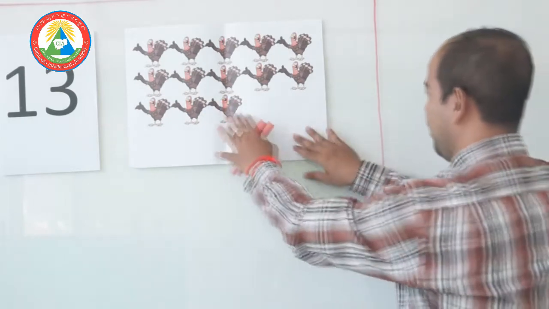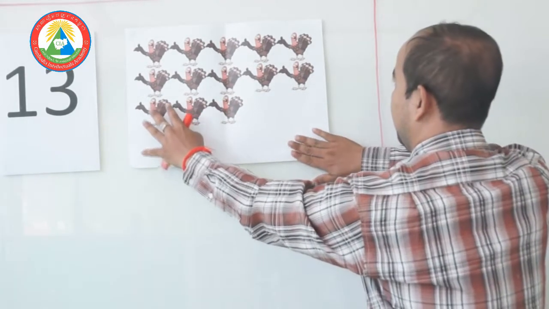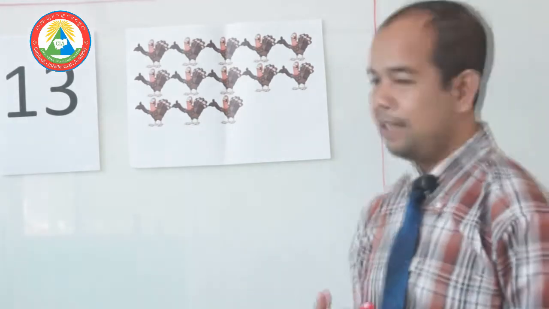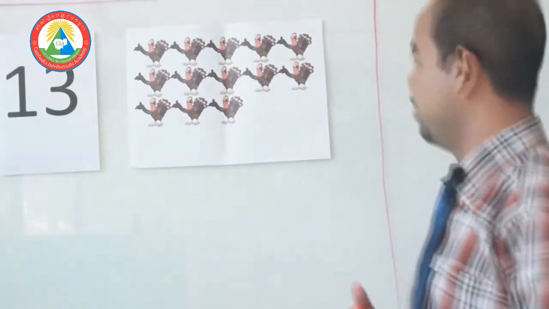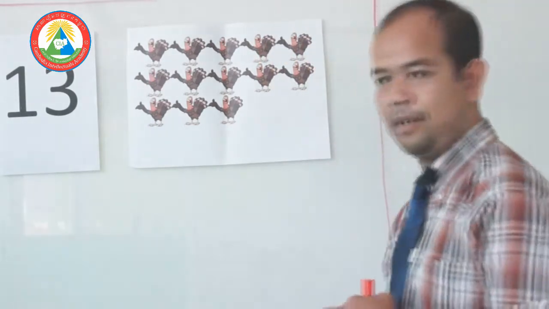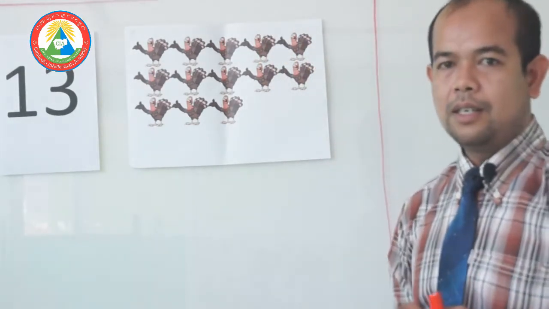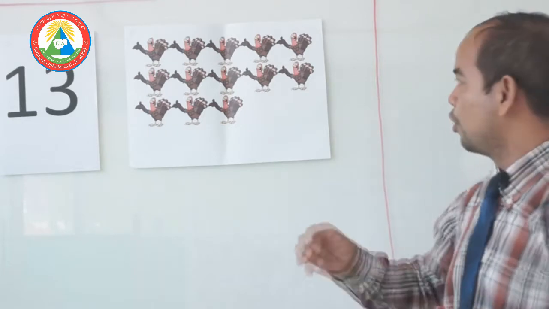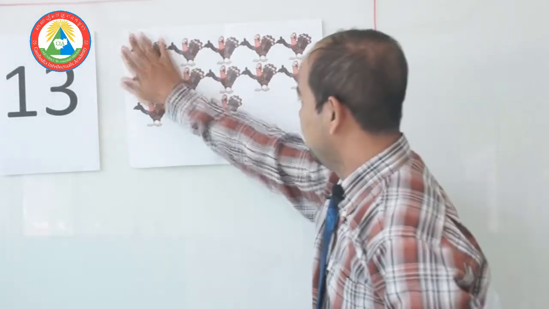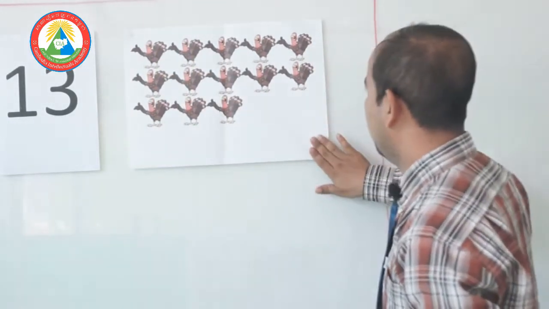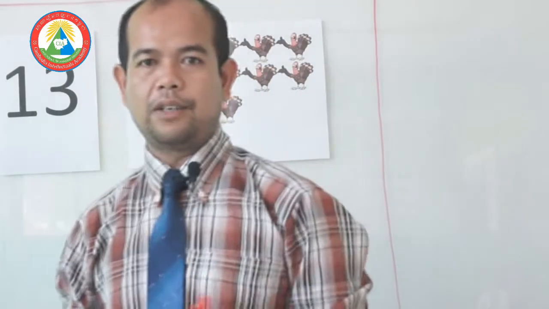Yes, very good, very good. So there are 13 turkeys on a piece of paper. It is to show the quantities of 13. Very good. Thank you, everyone. So now we move on to the next step.